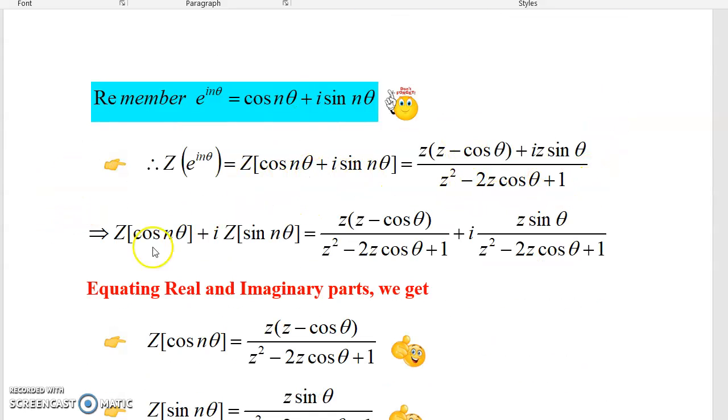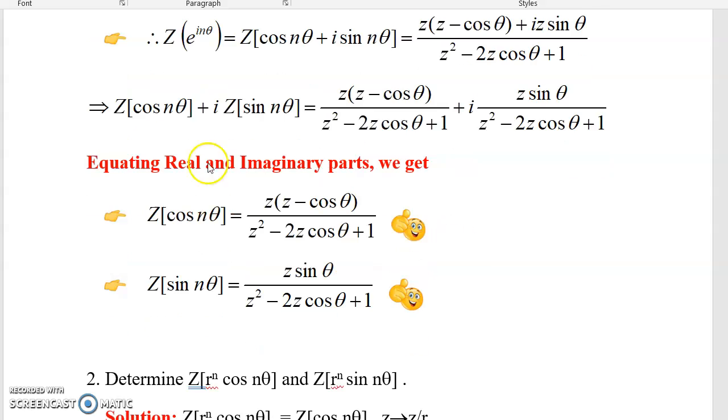Now let us separate this: Z of cos n theta plus i into Z of sin n theta. Similarly here, z into z minus cos theta by the denominator plus i into z sin theta by the denominator, separating as a real and imaginary part. So here, comparing or equating the real part, you have the answer of Z of cos n theta as this, z into z minus cos theta by z square minus 2z cos theta plus 1. So this is the answer for Z transform of cos n theta.